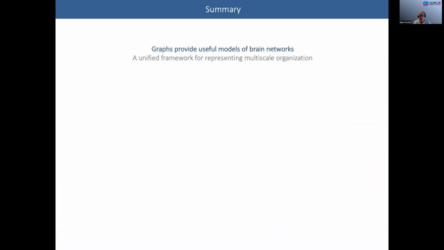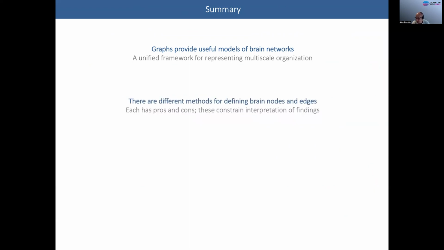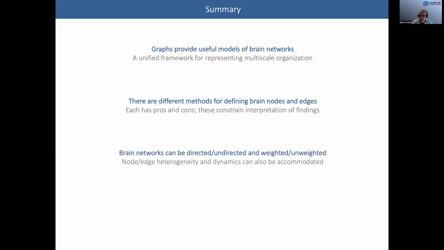So to summarize, hopefully I've convinced you that graphs can provide a useful model for brain networks, and really a single framework for understanding multi-scale organization in the brain. There's different ways of defining brain nodes and edges. There's no single gold standard. Each approach has its advantages and disadvantages. And it's important to be aware of those, because this will constrain the way we interpret our findings. Brain networks can be directed or undirected, weighted or unweighted. We can also account for node and edge heterogeneity if that's a goal.